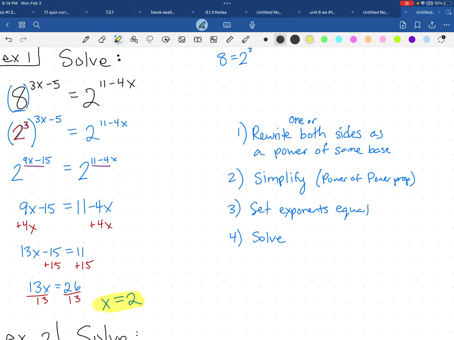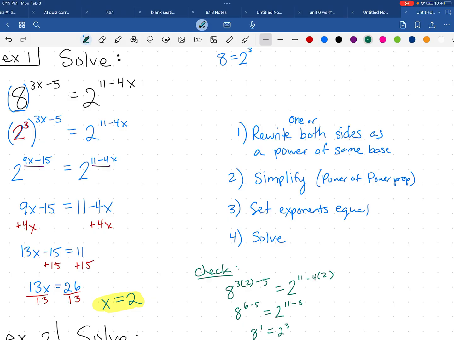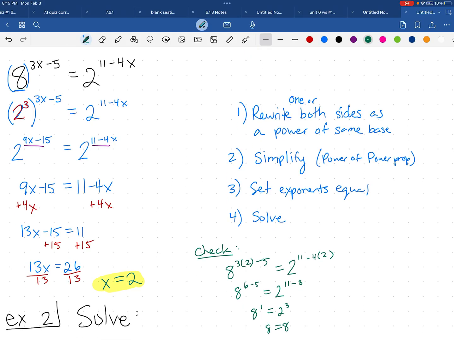Now, for the purposes of this one, I don't necessarily expect you to do this every single time, but for this one, I'm just going to check it. You can check anytime, so if it's a test, you can check your answer by just plugging it in. My problem was 8 to the 3x minus 5 equals 2 to the 11 minus 4x, and I got 2 for my x. So that gives me 8 to the 6 minus 5 equals 2 to the 11 minus 8. 8 to the first equals 2 to the third. And that makes 8 equals 8. So I can see that this is the correct answer.